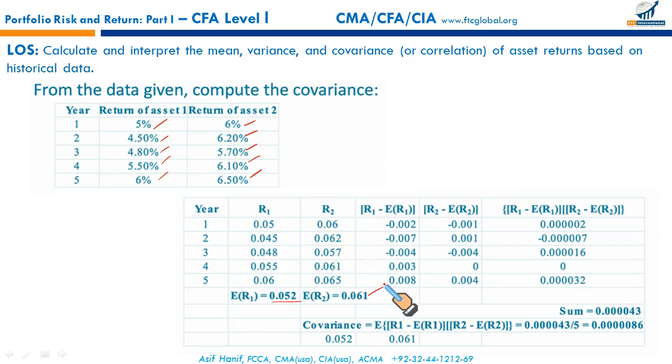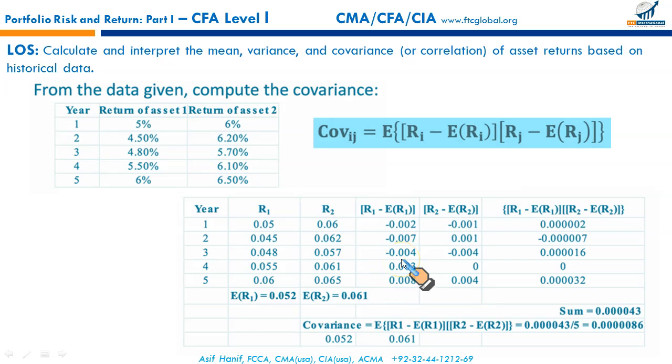Next, let me put the formula alongside here so you know what I'm doing. Now we're going to calculate the deviations from the mean for R1. The mean is 0.052 and the return in period 1 is 0.05. So you're doing 0.05 minus 0.052, 0.045 less 0.052, 0.048 less 0.052, 0.05 less 0.052, and 0.06 less 0.052. That gives you the deviations from the mean.